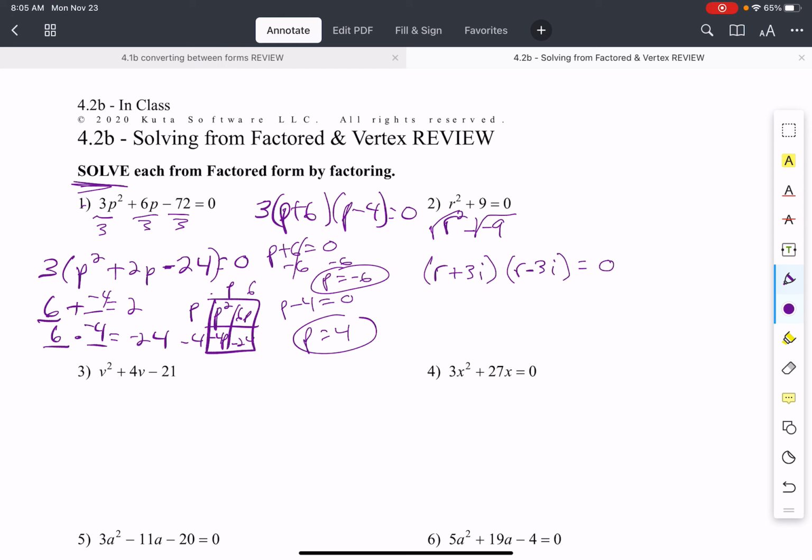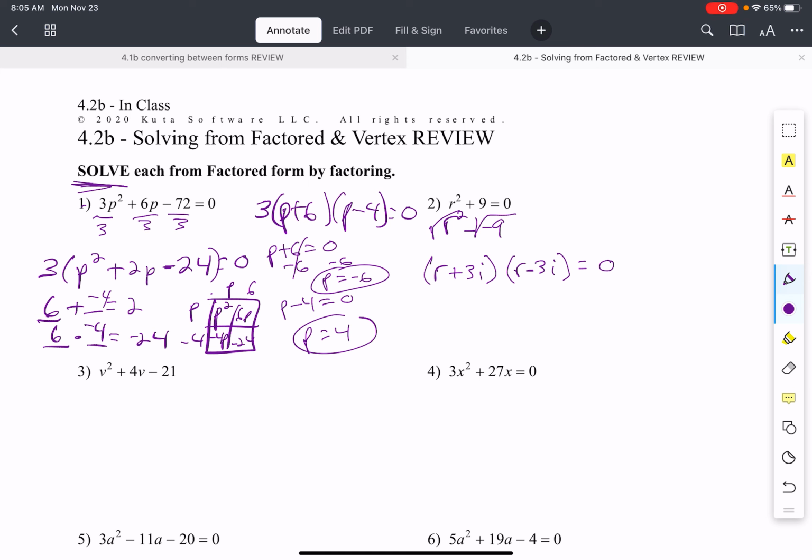You can, but this one said specifically to solve by factoring. So I'm trying to remind you how to put it in a factored form. Okay? Question? Caitlin, was that a question? I just didn't hear it. Okay, I'm going to keep moving.